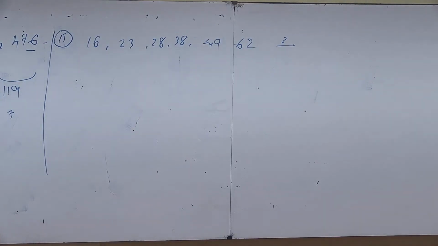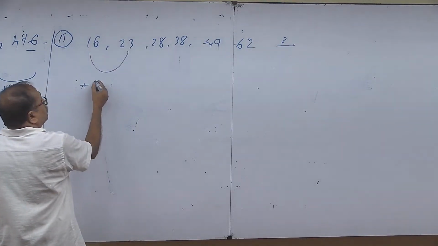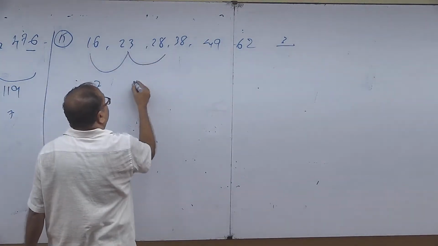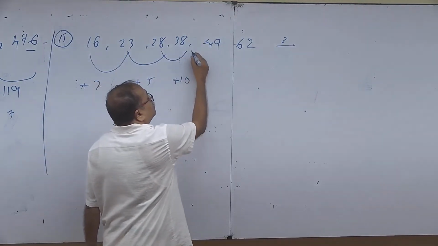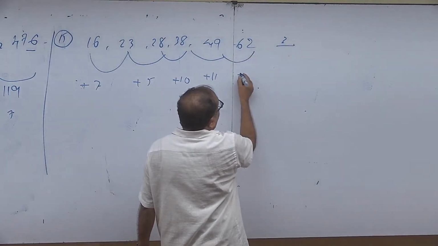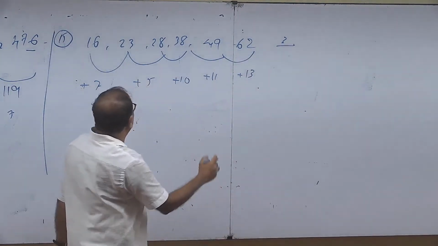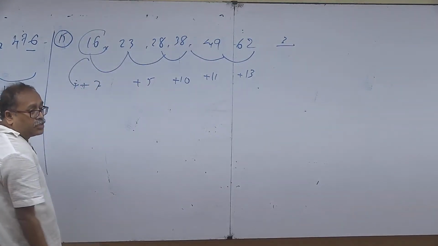Okay. Look at the pattern, increasing order. How much is added from here to here? Plus 7. How much is added? Plus 5. How much is added? Plus 10. How much is added? Plus 11. How much is added? Plus 13. I don't get a logic here, but with 16 and 7, do you get any connectivity?